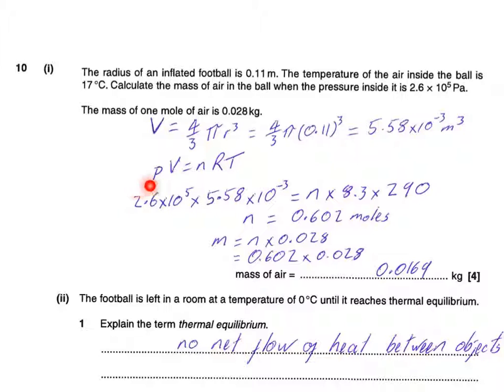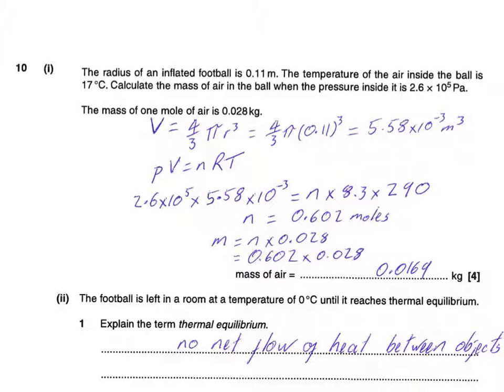I then do PV equals nRT, the pressure from the question, the volume that I've just worked out, is equal to n, the number of moles, times R, the molar gas constant, again in the formula booklet, times T. And I probably should have done this as a separate calculation on the side. I've got 17 plus 273 getting me to 290 Kelvin. If you do not use 290 Kelvin, you're going to get precisely no marks for that question.